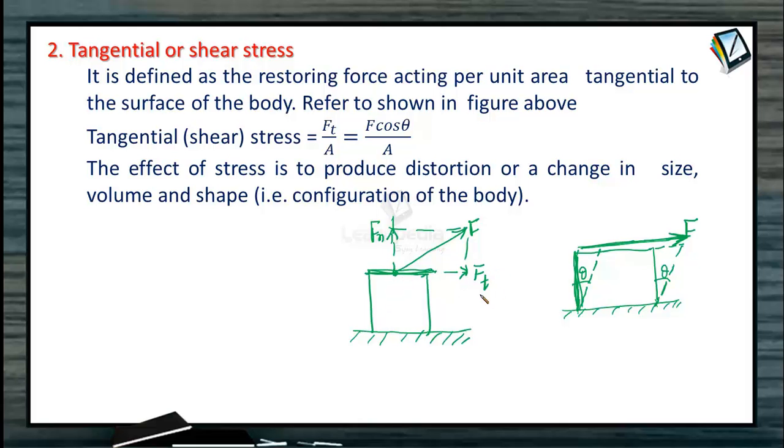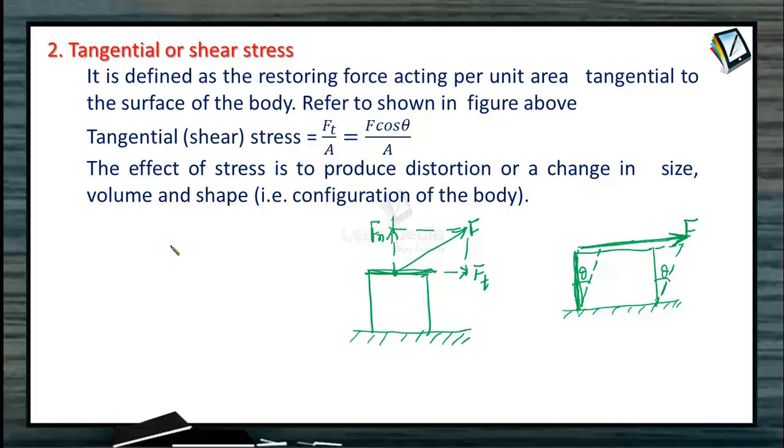But here this component will give rise to tangential stress or the shear stress. So when the force is applied parallel to the surface, then it generates a shear stress, and its effect is to produce distortion or change in shape.